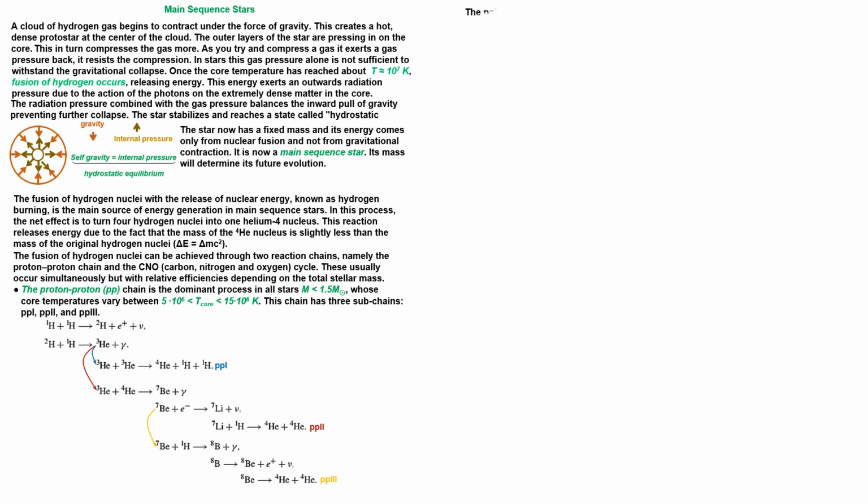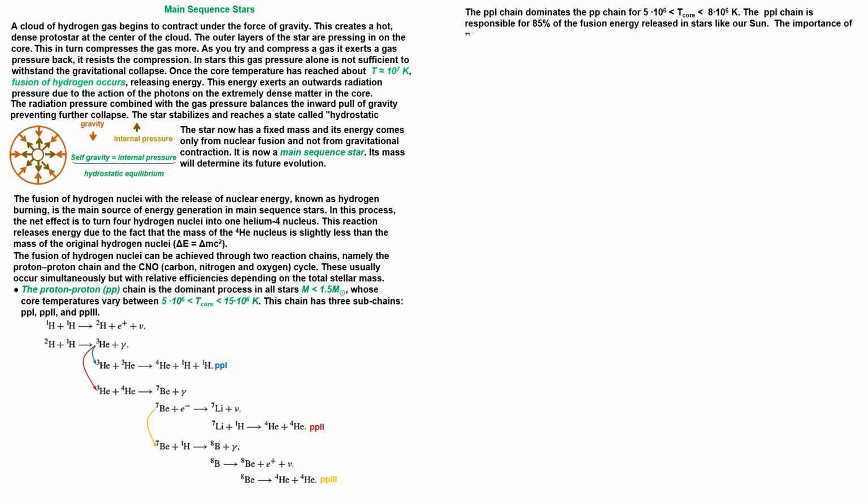The proton-proton 1 chain dominates the proton-proton chain for core temperatures between 5 and 8 times 10 to the 6 Kelvin. The proton-proton 1 chain is responsible for 85% of the fusion energy released in stars like our Sun.